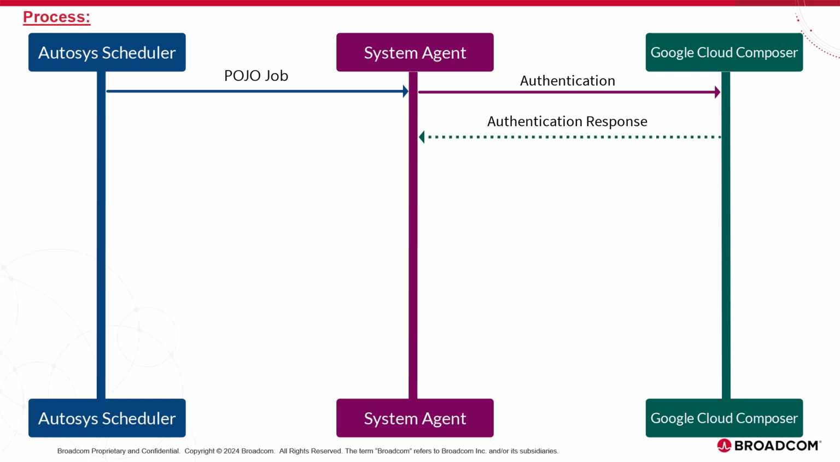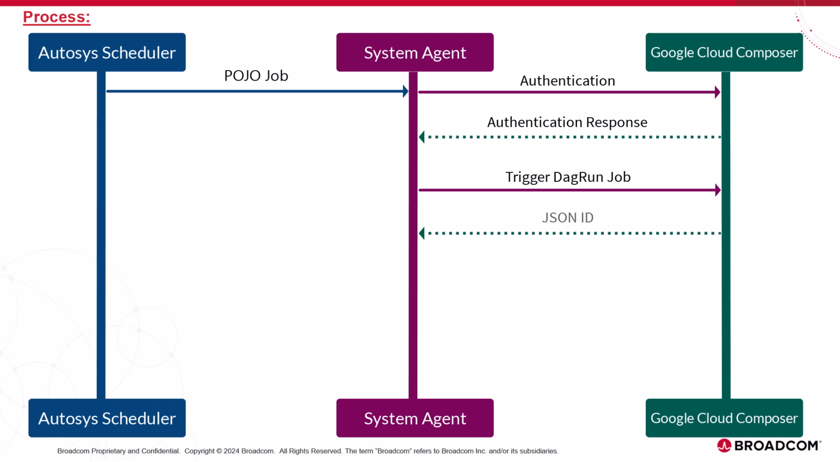Authentication is then initiated, with the system agent posting token-based authentication, depending on the specifications provided in the authentication J2EE properties. In this video, we use token-based authentication. Once authenticated, the agent submits the job to the Google Cloud Composer server as a post request. The Google Cloud Composer server identifies and executes the matching job. The job execution returns a JSON response that contains the execution details.